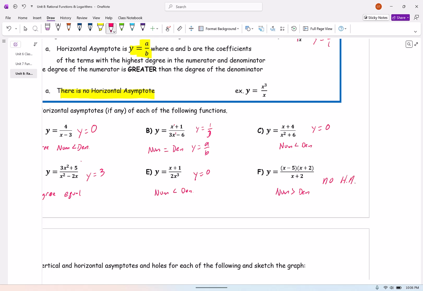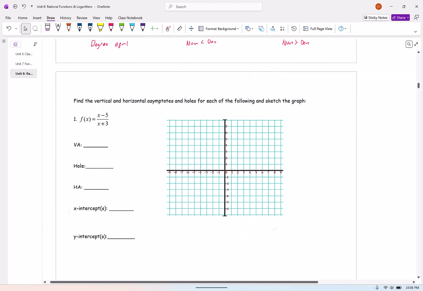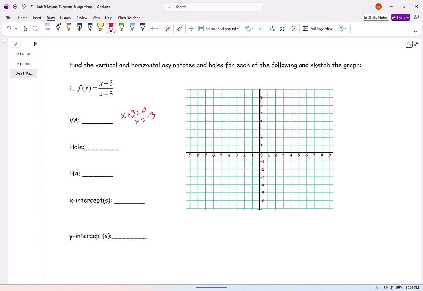All right, so that's how we figure out the asymptotes. Now, let's put it all together, what we've learned in the last part and this part, with this rational function. Remember, to figure out a vertical asymptote, we look in the denominator and we set it equal to 0. So I have the term x plus 3 equals 0, x equals negative 3. So that is going to be my vertical asymptote.